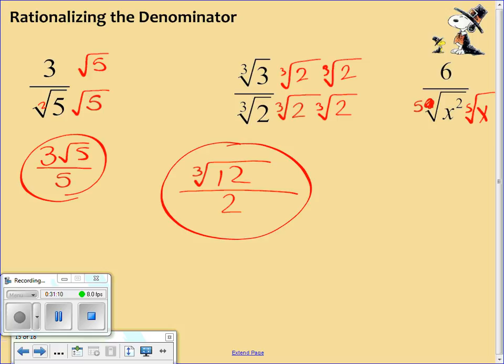How many more do I need? I need 3. 3 and 2 make 5, if I want to do the fifth root.